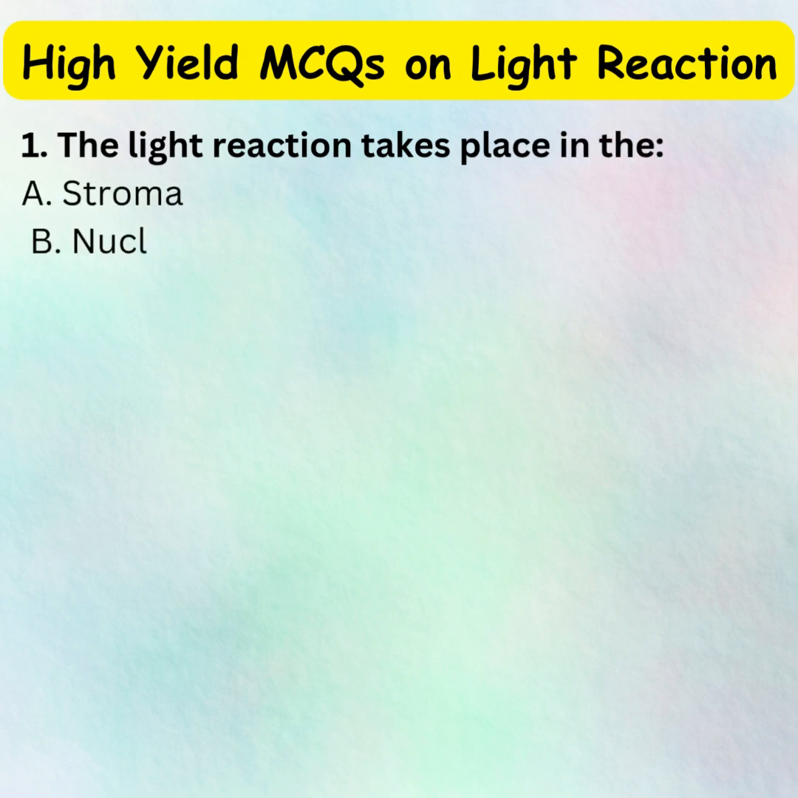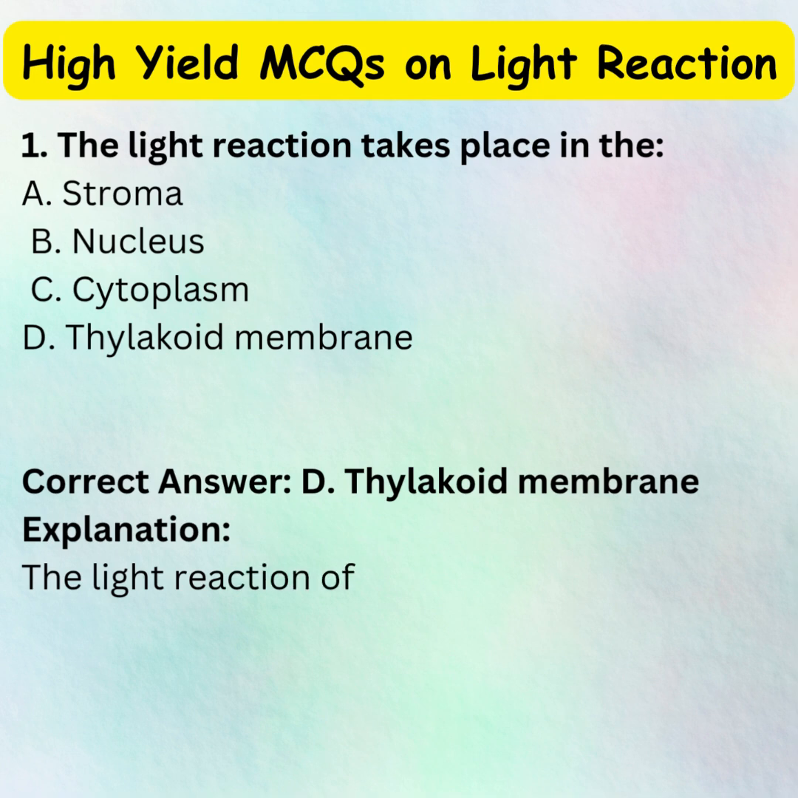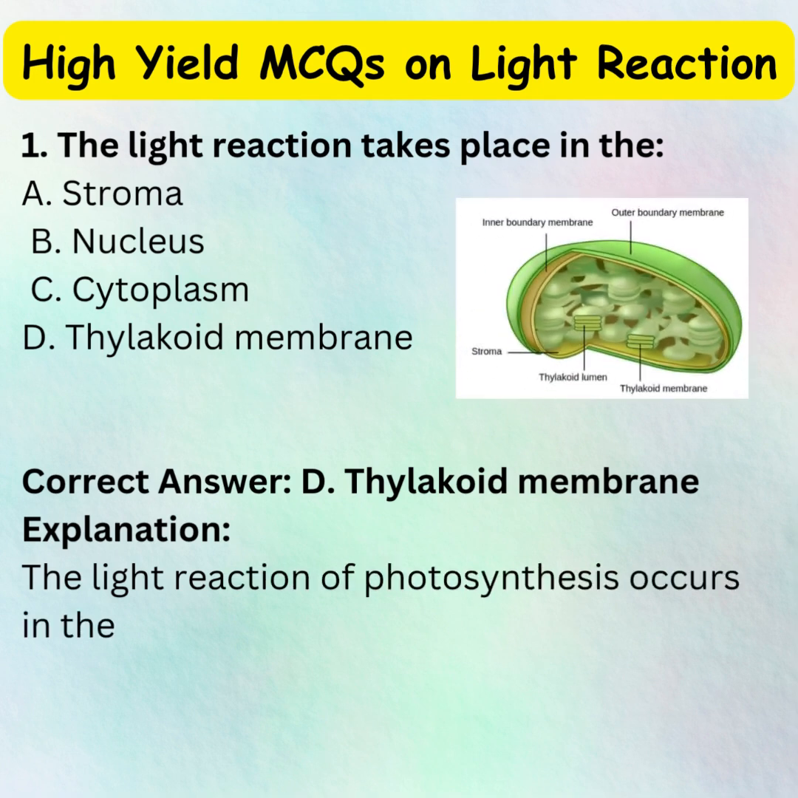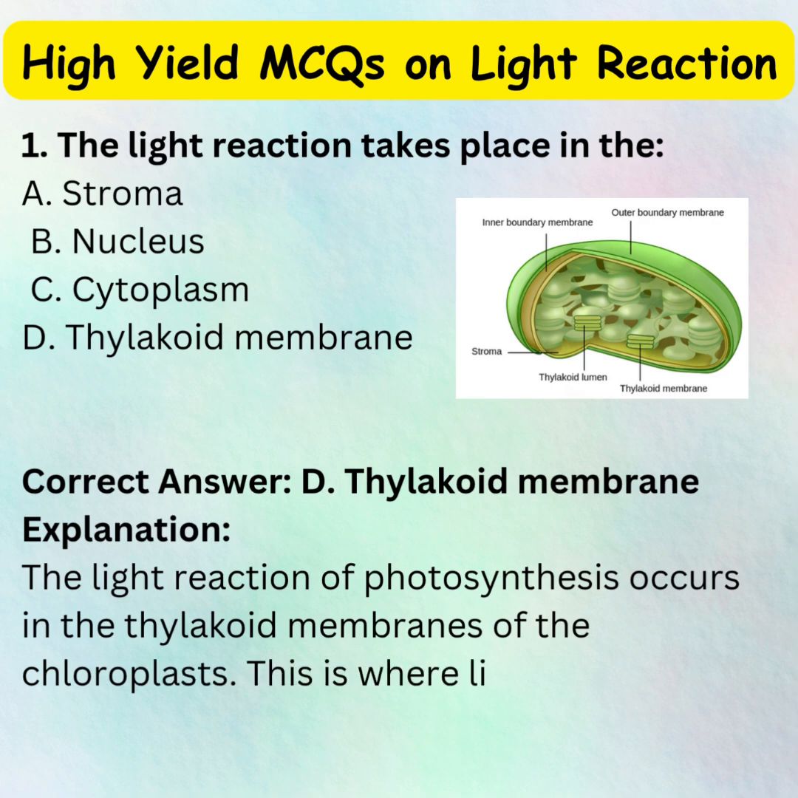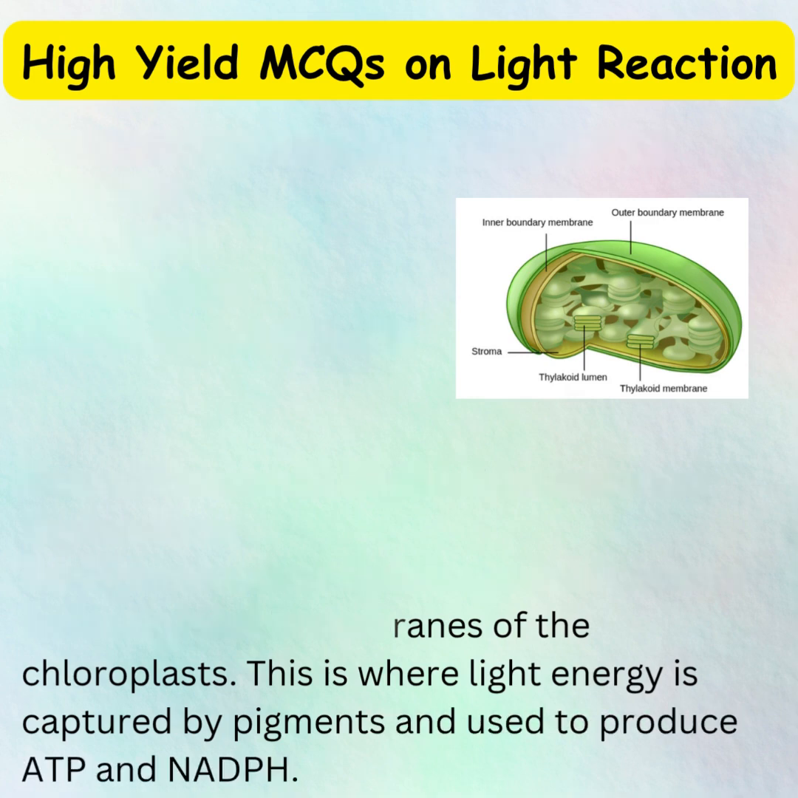Question 1. The light reaction takes place in the A. Stroma, B. Nucleus, C. Cytoplasm, D. Thylakoid membrane. Correct answer is option D, thylakoid membrane. The light reaction of photosynthesis occurs in the thylakoid membranes of the chloroplasts. This is where light energy is captured by pigments and used to produce ATP and NADPH.